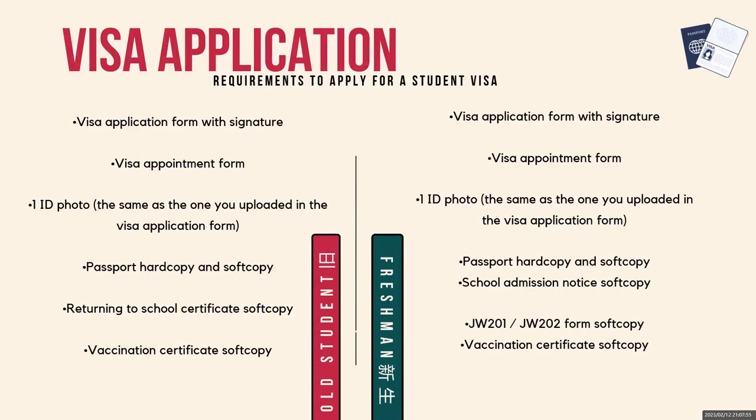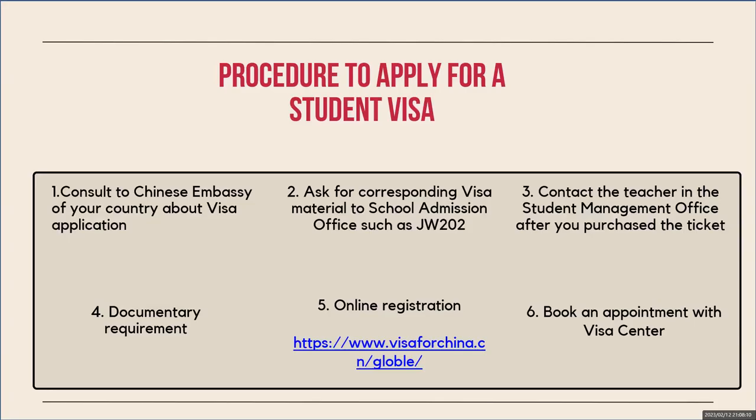In this case, you need a school admission notice, JW 201 or 202. It depends on the country that you're in. And yeah, those two are the ones that's needed. And one thing to note from my experience is that you might not need a hard copy. It depends on the country and the city that you're living in. In my case, I didn't need a hard copy to apply for a visa.